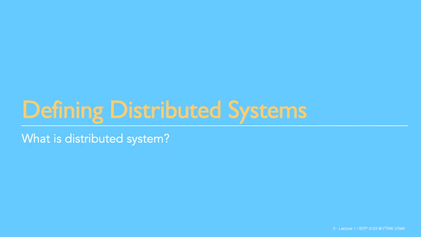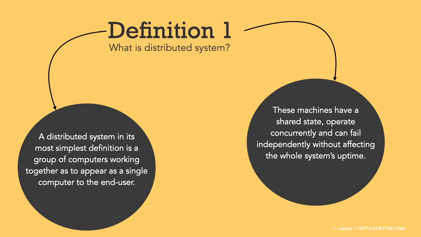Let's have a look at the first topic, which is defining distributed systems. In this topic, we will have a look at different definitions of distributed systems. Here we have the first definition of the distributed system.